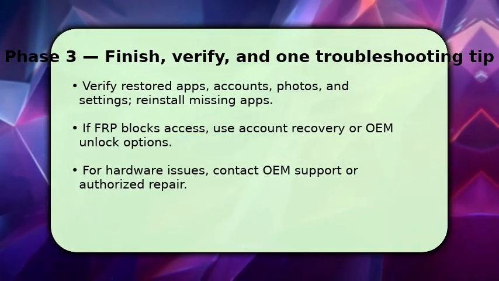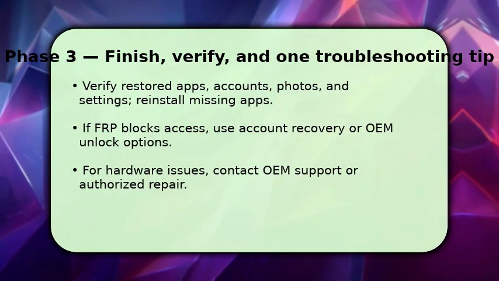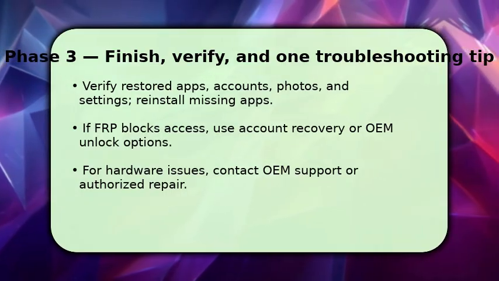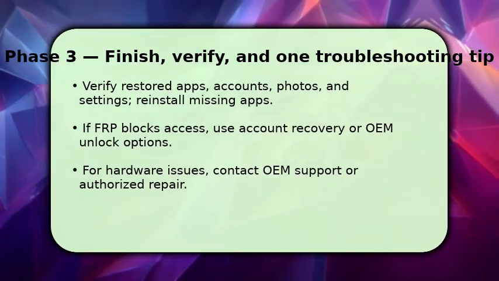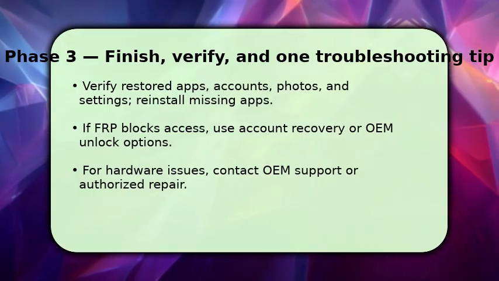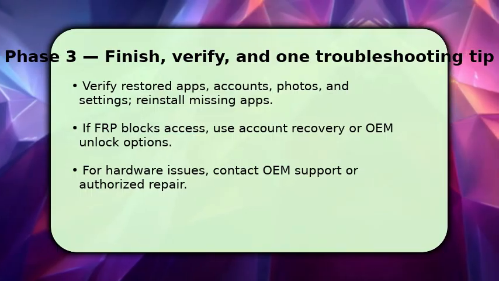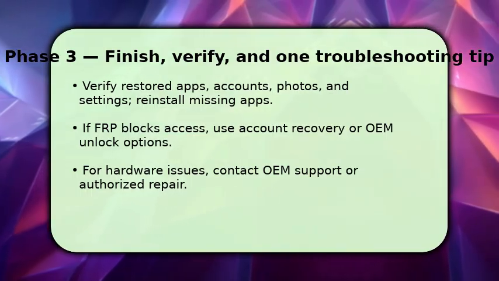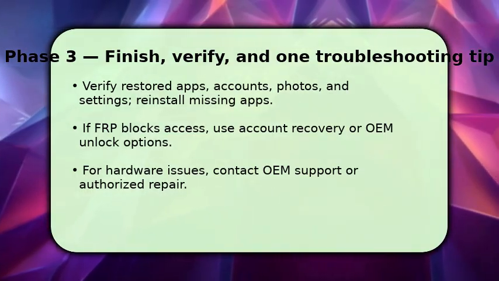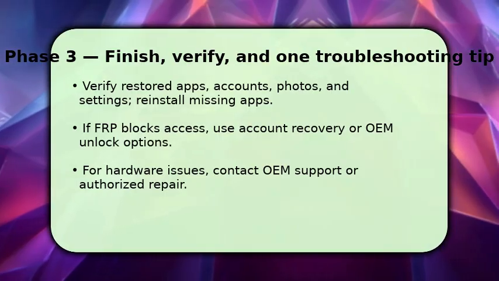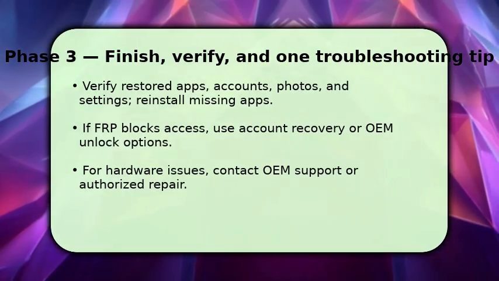If factory reset protection blocks you, use Google Account Recovery first. If that fails, check OEM recovery options or proof of purchase for unlocking. Once satisfied, update system and apps to prevent repeat failures. If the device still misbehaves, consider contacting the manufacturer or authorized repair. They can diagnose hardware faults that a reset won't fix.